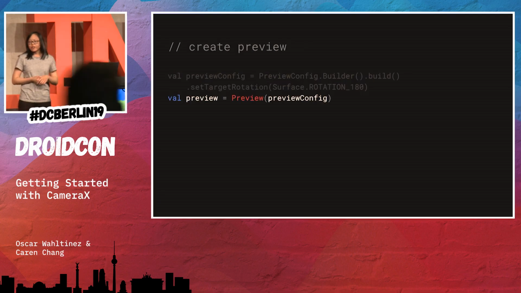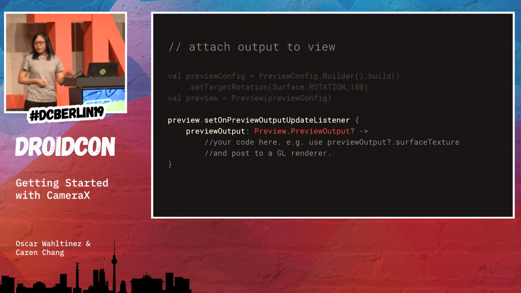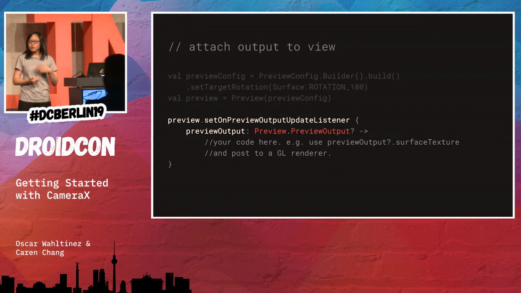Once you've created the configuration, you want to create the actual use case. So we pass the configuration into the preview use case, and this way we have a use case that's ready to be used. Once we have the use case, now we can actually attach a listener to it. So this is what happens when we say, OK, now we actually have some frames ready to be previewed, and we set the configurations for it. We know what's going on. So now we're actually ready to attach this to a surface texture so that we could show this preview to the user.